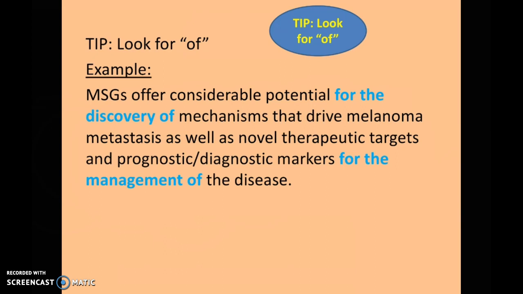And one of the little tips that I have is look for "off," the preposition off, in sentences. They often hide nominalization. So here, MSGs offer considerable potential for the discovery of mechanisms that drive melanoma metastasis as well as novel therapeutic targets and prognostic/diagnostic markers for the management of. You see those offs here? Those are your markers for the nominalized version, which of course discovery would become discover, management would become manage.